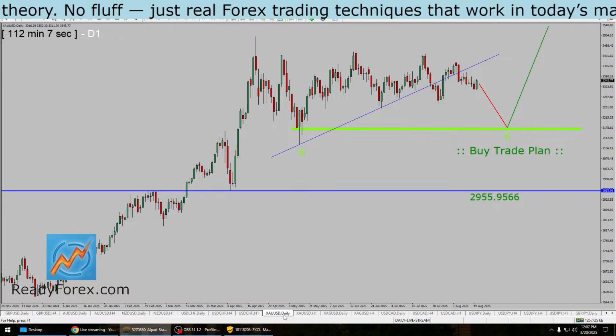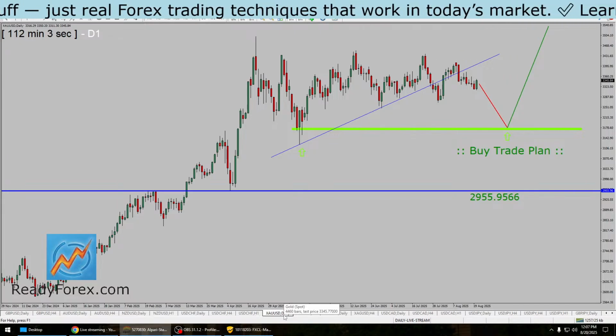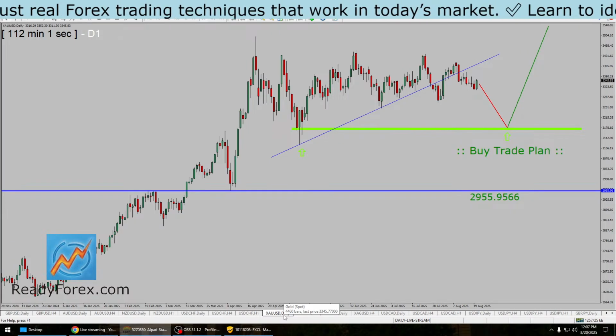Okay, next one is the spot gold. Spot gold is most likely going to drop over here.